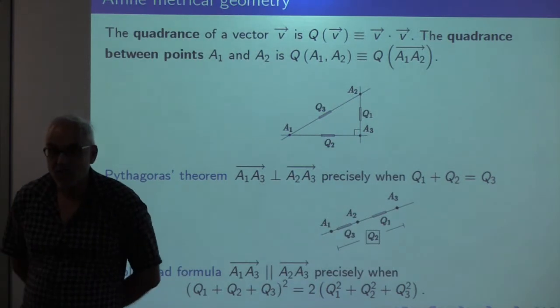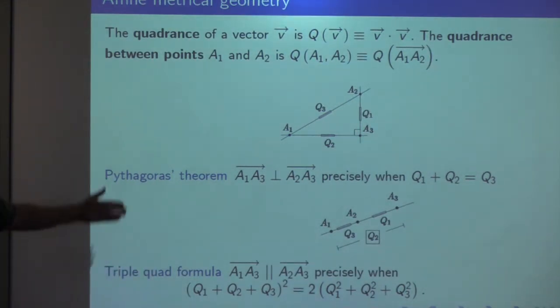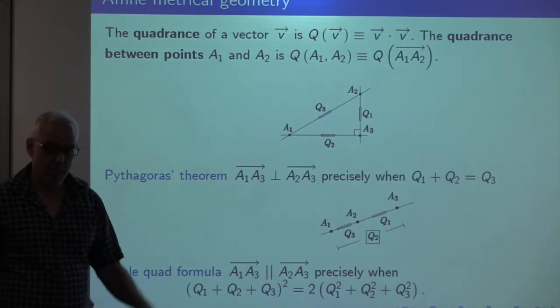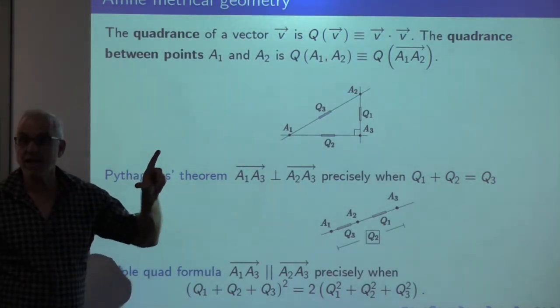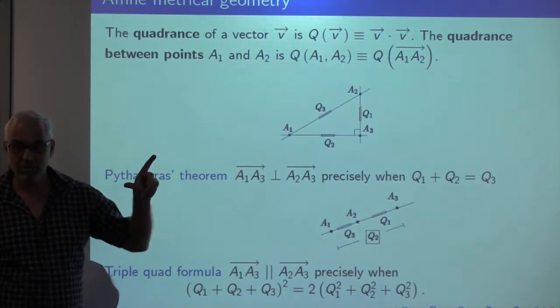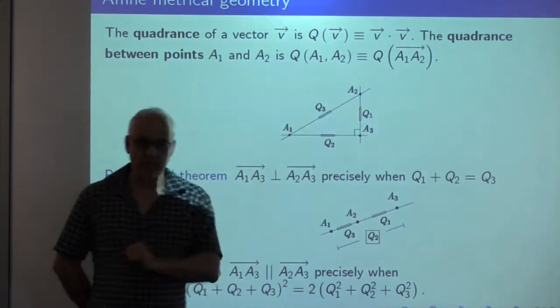And here are the two most important theorems concerning quadrance, and perhaps the two most important theorems in geometry. Pythagoras' theorem says that these two sides are perpendicular, and perpendicularity in this general context simply means that the dot product is 0, precisely when Q1 plus Q2 equals Q3.